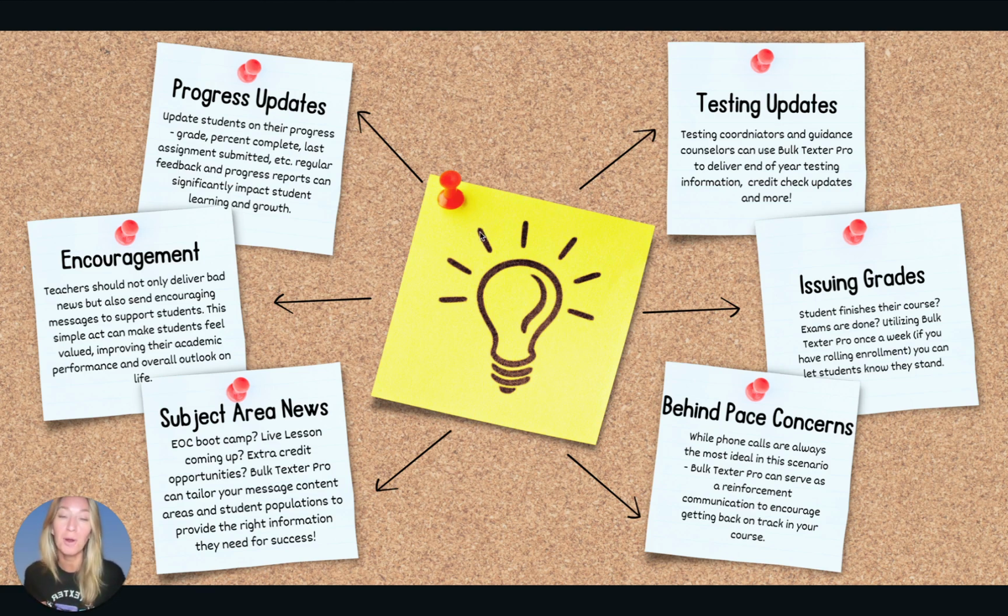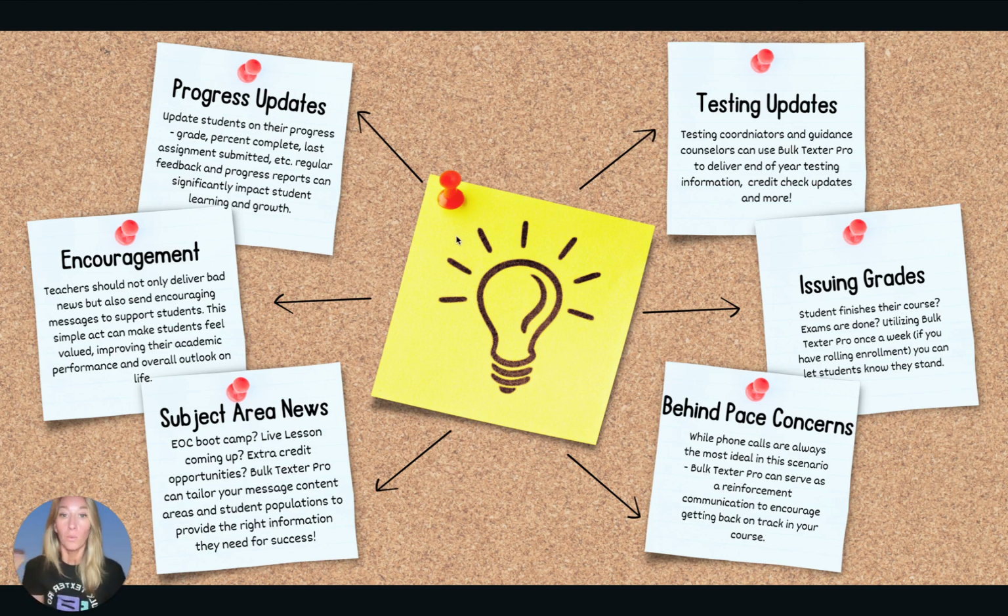Our instructional support can also utilize Bulk Texter Pro. Issuing grades, if your school has rolling enrollment, you can find those students who are finishing up an exam, finishing up their course, and let them know where they stand, whether they are nearing that completion or their exam is coming. Behind pace concerns. Now, while phone calls are always the most ideal for behind pace interventions, Bulk Texter Pro can serve as a tool to reinforce those conversations and reminders and encourage students to get back on track.